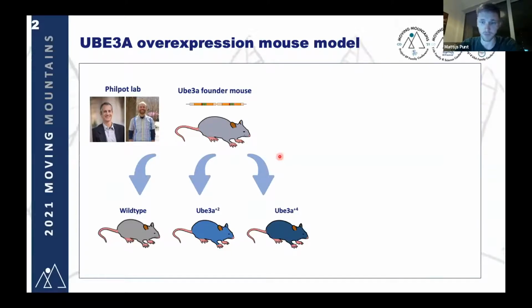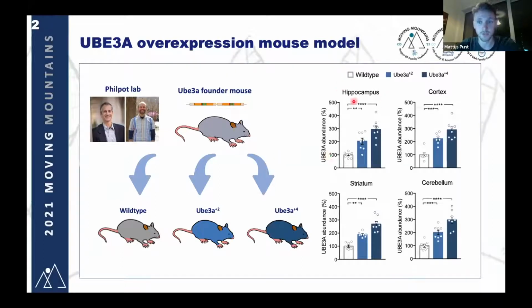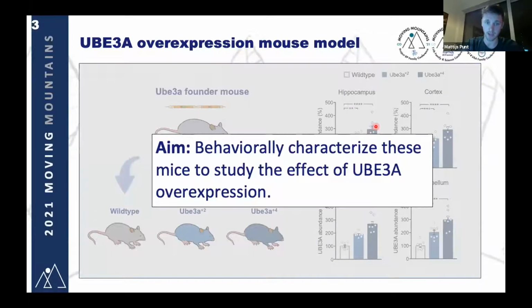Firstly, before we commenced with any behavioral experiments, we tried to validate that Ube3a was indeed nicely overexpressed on the protein level. So we looked into several regions of the brain: hippocampus, cortex, striatum, and cerebellum. What you can nicely see, looking at the y-axis, the Ube3a abundance, is that with increasing genetic copy load, the protein amount really goes up. So that was a very nice starting point for our behavioral experiments, where our main aim is to behaviorally characterize these mice to study the effect of Ube3a overexpression.